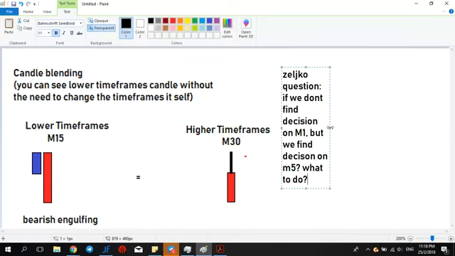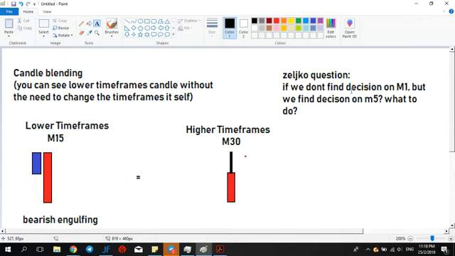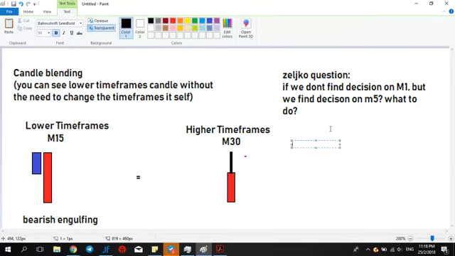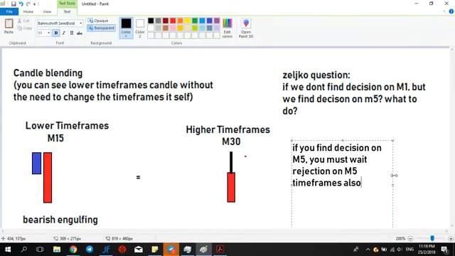This is a good question. If we don't find decision on M1, on the 1 minute chart, but we find decision on the 5 minute chart, what to do? If you find decision on M5, you must wait for rejection on M5 close. So on the M5 time frame also. The decision depends on which time frame you find the decision.